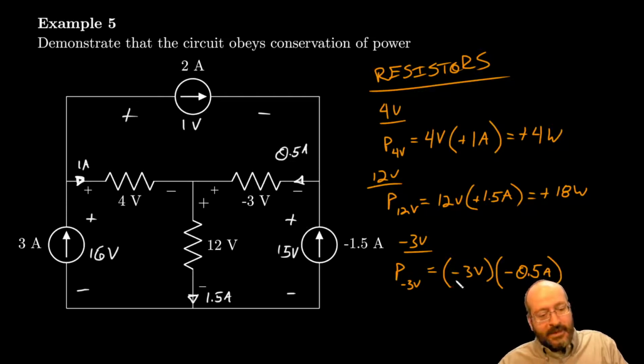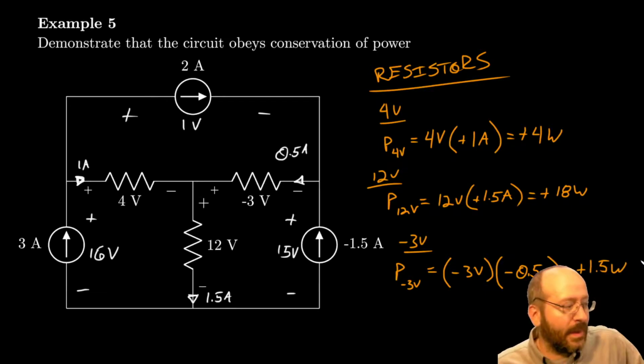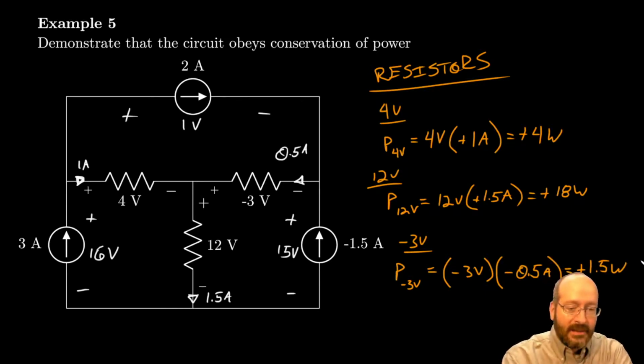Okay, negative 3 volts times negative 0.5 amps is going to be positive 1.5 watts. And that's what we would expect in all of these cases, that these are resistors. They're passive elements. They better be dissipating power. They really have no way to supply power.